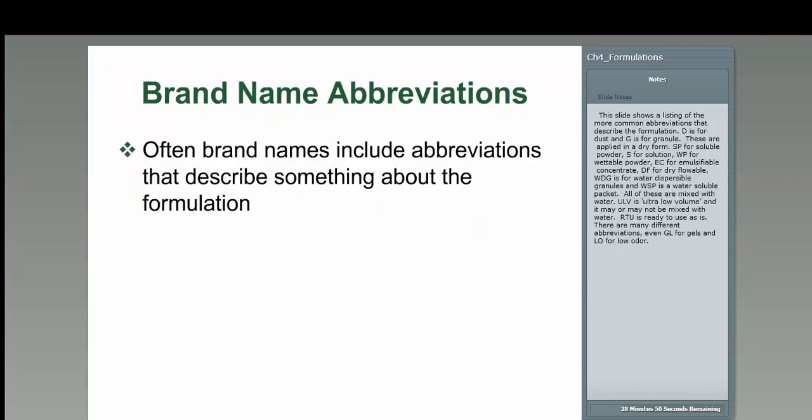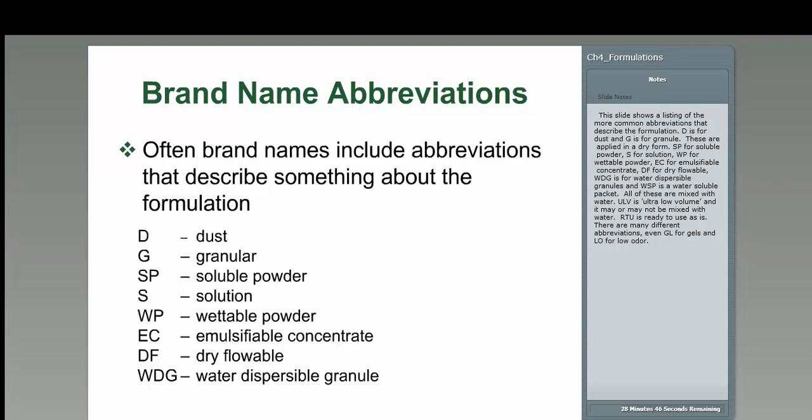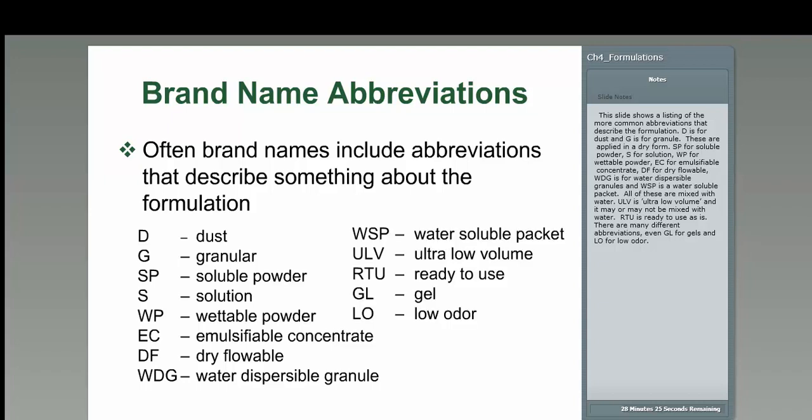This slide shows a listing of the more common abbreviations that describe the formulation. D is for dust and G is for granule. These are applied in a dry form. SP for soluble powder, S for solution, WP for wettable powder, EC for emulsifiable concentrate, DF for dry flowable, WDG is for water dispersible granules, and WSP is a water-soluble packet. All of these are mixed with water.